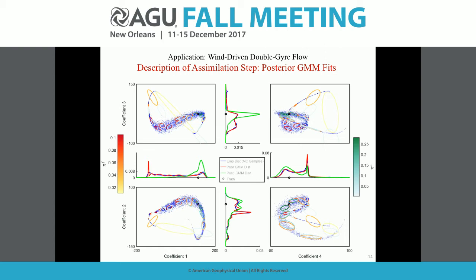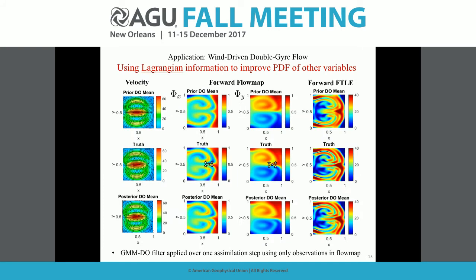So you can see that we have an improvement. If we were to look at the posterior mean, which is marked in the last row, you can see we have actually quite a good improvement. So we're able to capture the flow field features better. So we actually have the velocity. We are able to improve both the velocity and as well as the flow map and the other variables, even though we had only observations in the flow map to begin with.